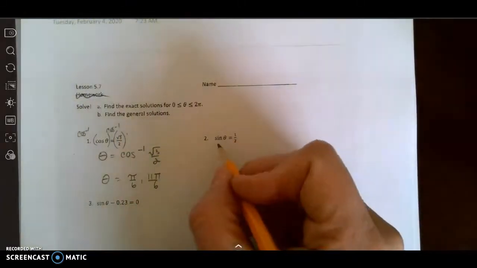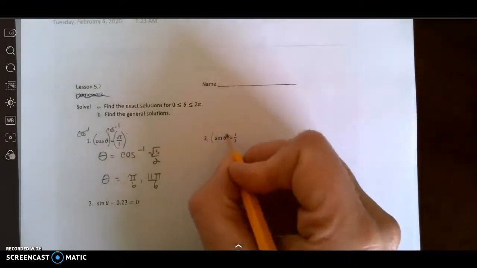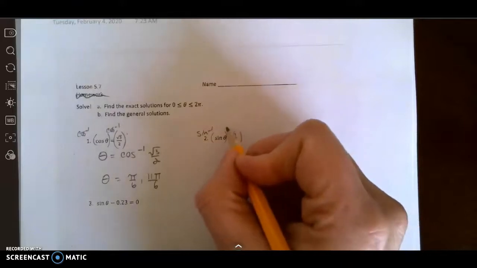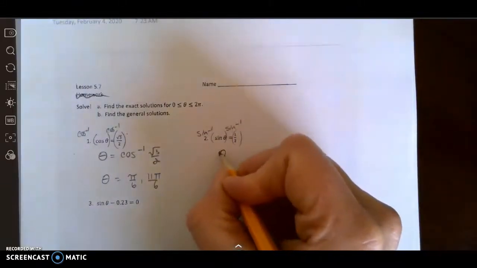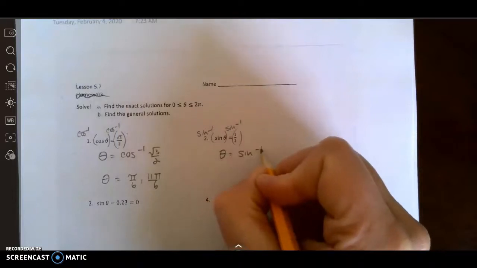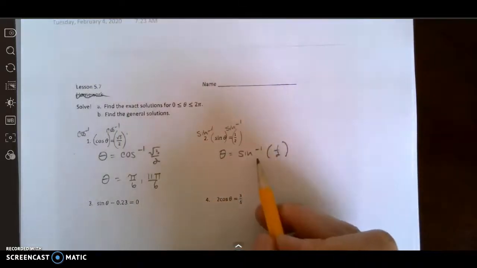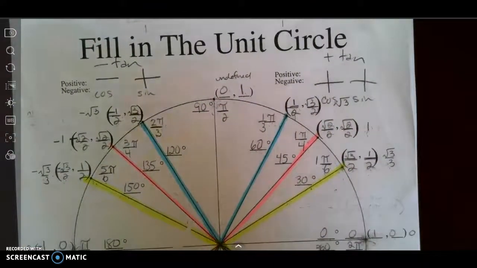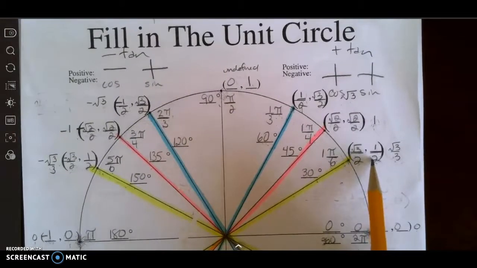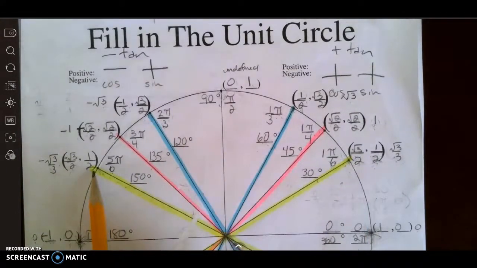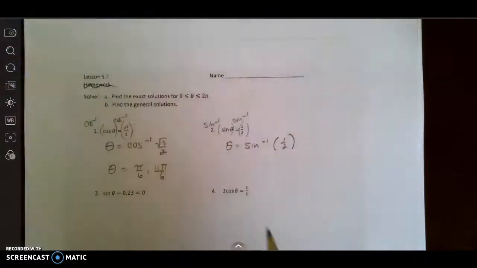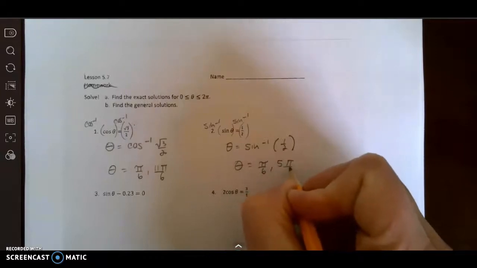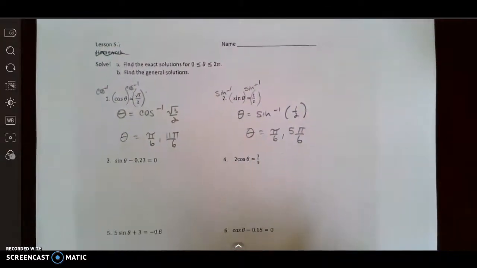Right, for number 2, I want to know where my sine is a half, so I'm going to take the inverse sine. And I get that theta is the inverse sine of 1/2. So I want my y-coordinate to be positive 1/2. Okay. Happens right here at pi over 6, and over here at 5 pi over 6. Let's go to number 3.